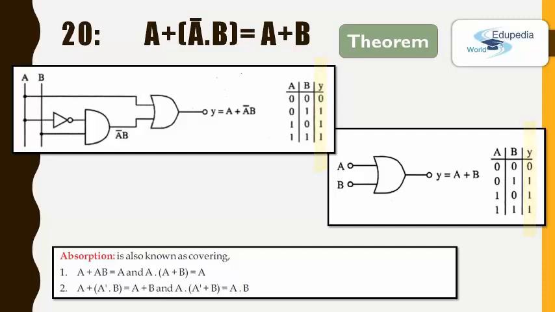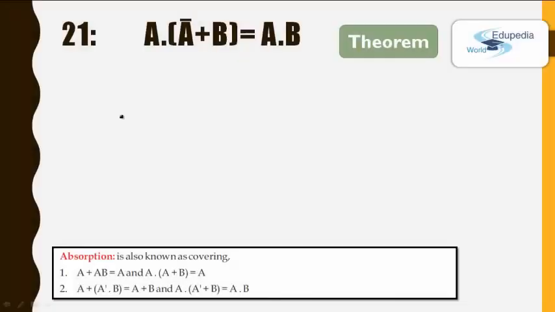If you apply the duality principle for this law, changing the pluses into dots and dots into pluses, you will get the law A dot A bar plus B equals A dot B. Now can you draw the logical circuit for the right hand side and the left hand side with the corresponding truth tables? Let's try to do that.